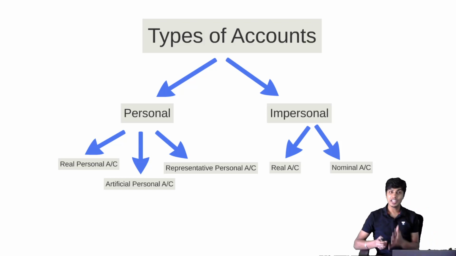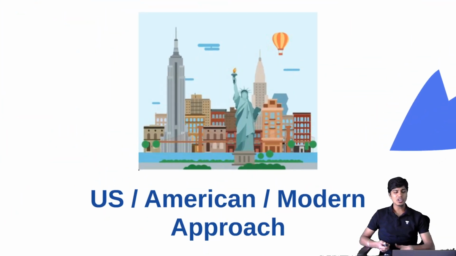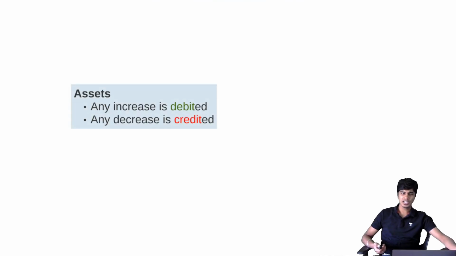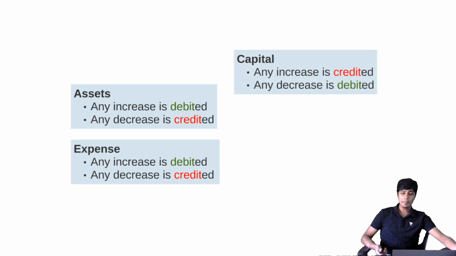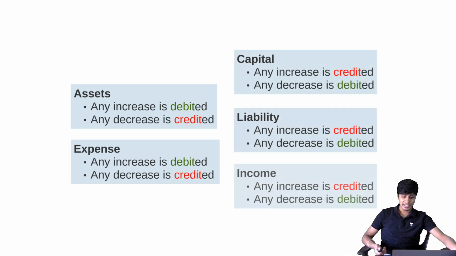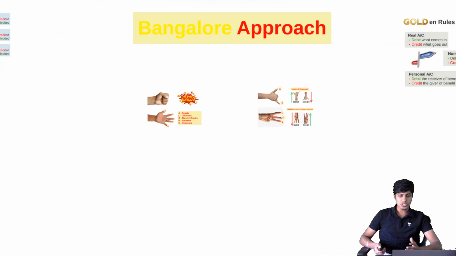I hope you're all getting very clear with the basics also, or getting to brush them up in a really quick manner. Then we'll go to the US American or modern approach. This is very much similar to our traditional approach, correct? So assets increase debit, decrease credit, and expenses increase debit, decrease credit. Capital, liability, and income increase credit, and decrease has to be debited. That, my friends, is the entire accounting approach that we need to follow. Yeah, I hope you all understood.